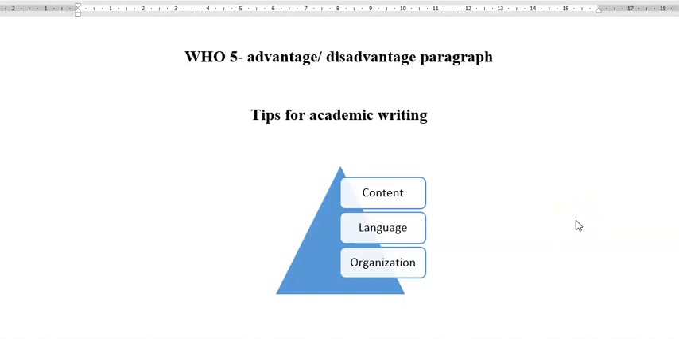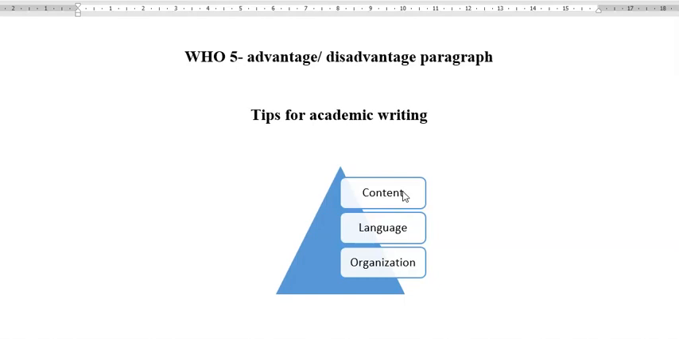Now with me you will cover writing handout 5 and we will write an advantage and disadvantage paragraph together. First, let's look at some tips for academic writing. Remember, there are 3 important points to consider in academic writing: content, language, and organization.